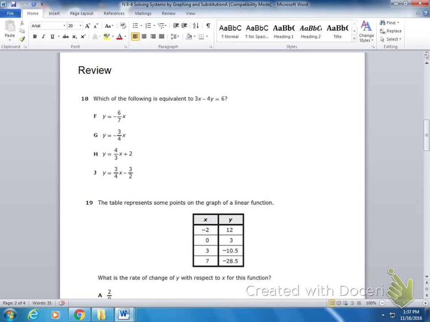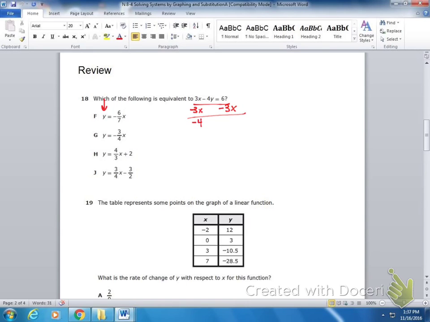All right, guys, so hopefully we got some of these finished. You may not have got all of them, but I promise you none of these are very difficult problems. It says, which of the following is equivalent to 3x minus 4y equals 6? Guys, this is standard form. All we have to do to get an answer choice is solve it for y, and we've done this to death. So first, I'm going to move my x's by subtracting 3x from both sides.